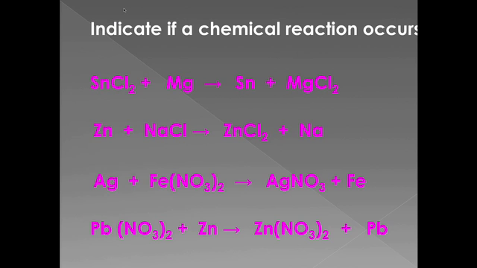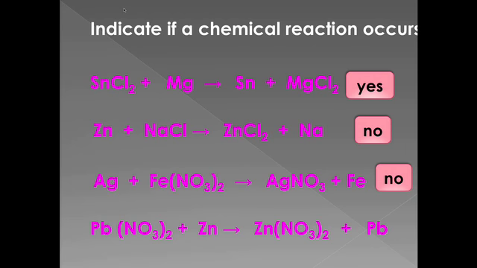Let's see if a chemical reaction is going to occur on these. I have tin, and magnesium is trying to replace it. Yes, it's going to happen because magnesium is higher on the list. I have zinc trying to replace sodium. That is not going to happen because sodium is the higher one on the list, so this reaction is a no. If I look at this, I have silver and iron. Silver is trying to replace iron, and that's not going to work because silver is lower than iron on the list. And finally, I have zinc and lead. I look if zinc can replace lead, and that can happen because zinc is higher than lead on the list.